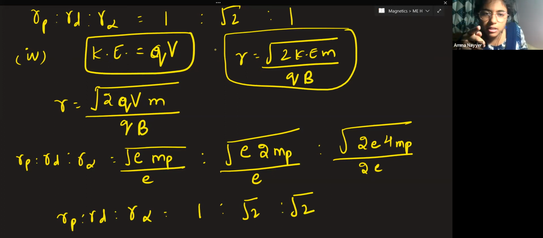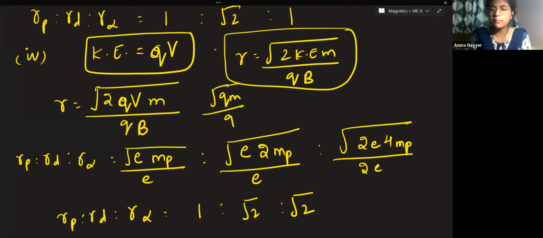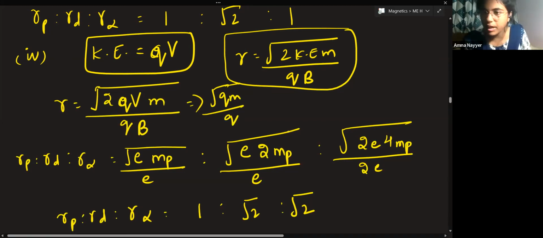Fine. Now we have substituted this QV in place of kinetic energy in this radius formula. Once we did it, see, root 2 potential is the same, and V and this under root M, all these three quantities divided by V will be the same and they get cancelled. What will be left? Under root QM divided by Q. Only this much will be left. So I took all the ratios of it. In the last, this much was left. Fine, Fahad?